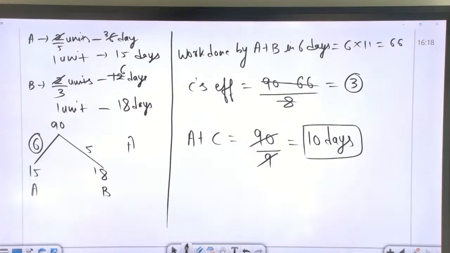Done? Write the next question. Please write the solution of this question. Okay, I am giving you a very simple question now. The question is of CGL 2022. Write the question, please.